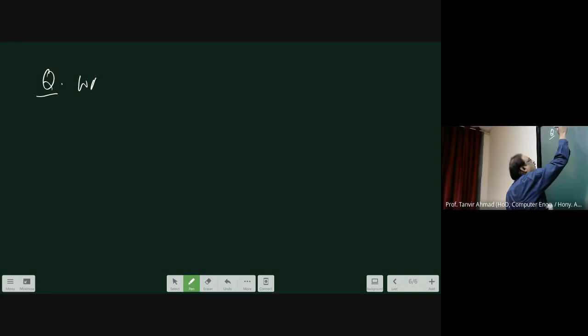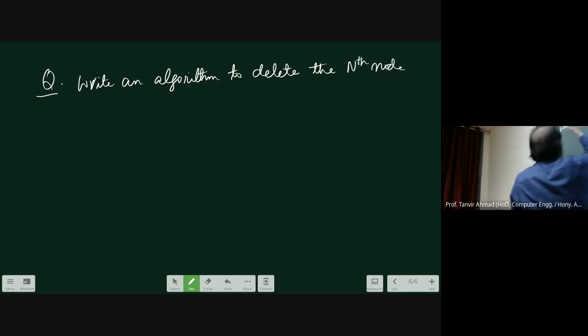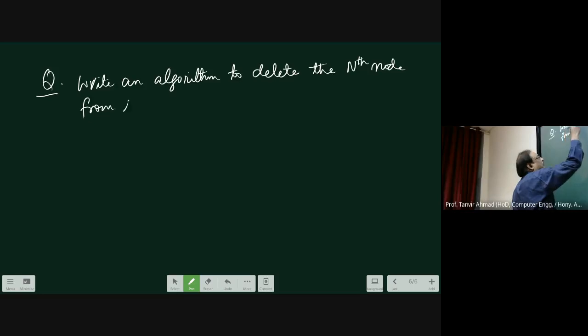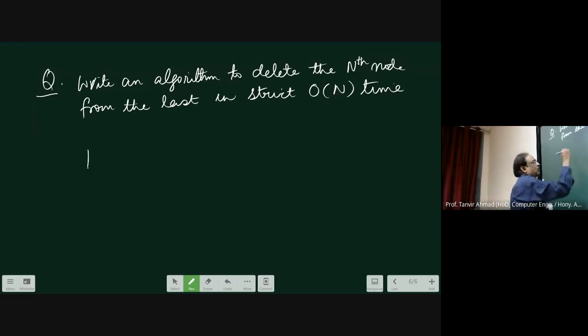Write an algorithm to delete the nth node from the last, in strict order of n time. That means you have a node like this.